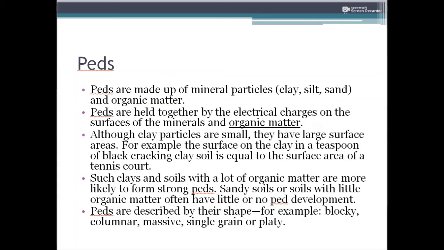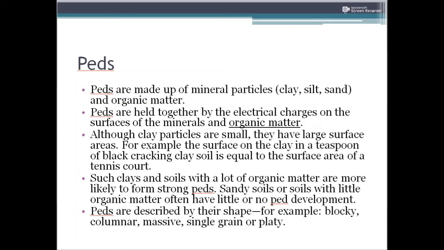Sandy soils or soils with little organic matter have little or no ped development. And we can see that it is basically based upon the more interactions which happen in the soil, or the more binding ability or the charges which happen between the soil, the better the ped formation, or the better interactions happen, resulting in the formation of stronger peds.